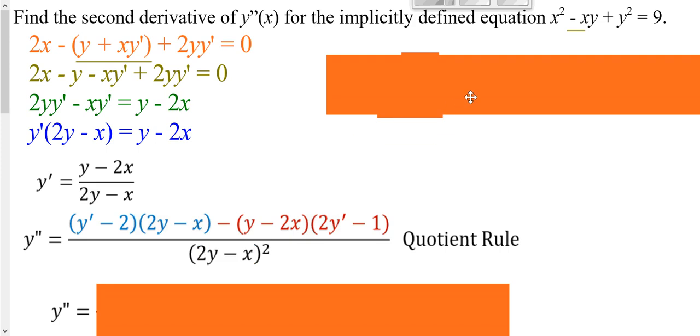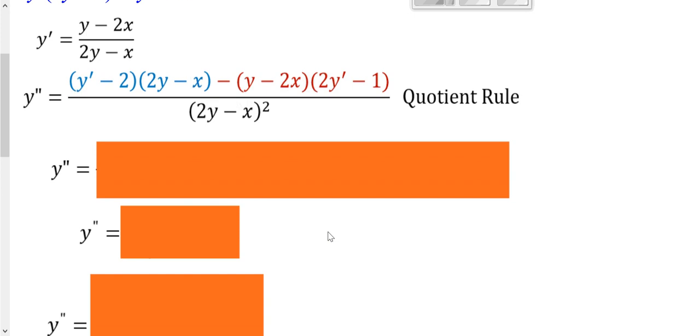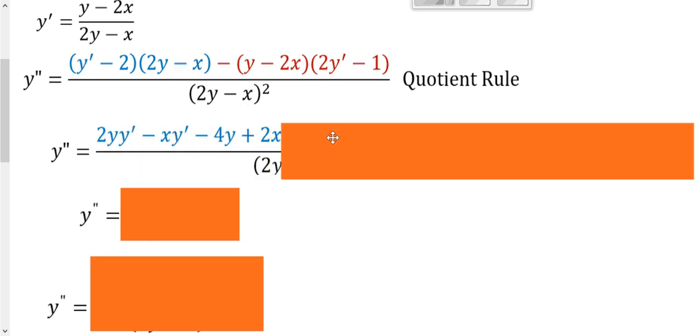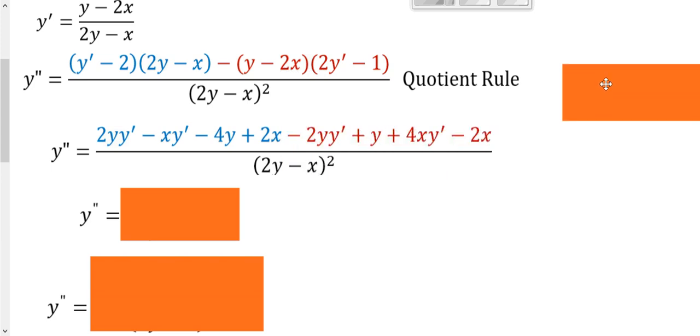Now, this is my second derivative, but I need to simplify this down, and I have to write it with only x's and y's, not any y primes like I have in here. So we're going to go ahead and do that. I'm going to FOIL out the blue. I'm going to FOIL out the red and distribute through the negative onto the red. We get this. Then we could go ahead and collect like terms. You'll notice we have a few like terms here.